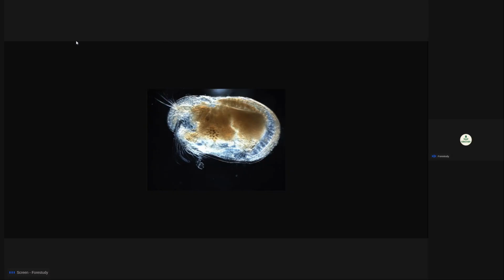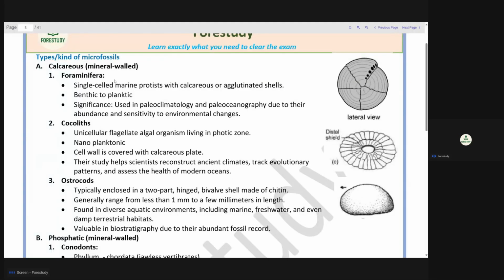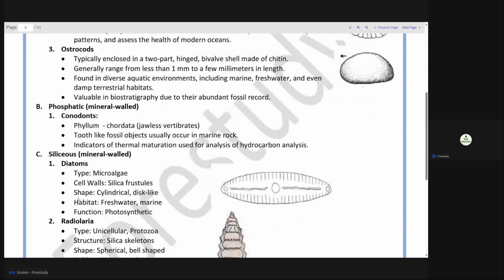So just to ease you guys out, only the morphological parts of a foraminifera will be important from the exam point of view. For others, only the application will be necessary. Only for foraminifera you have to study the different morphological parts and also different ornamentations. For other microfossils, you have to know only the type of material used for the covering, and the application part mostly. Coccolithophores, ostracoda, conodonts, diatoms, all those things.